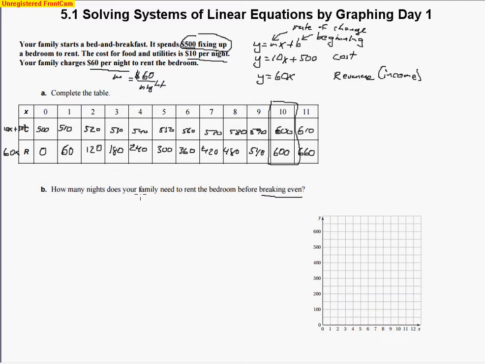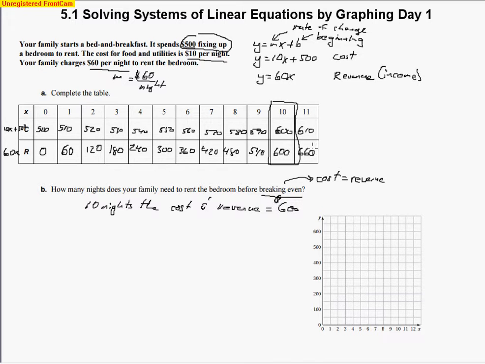So how many nights does the family need to rent the room before breaking even? Or in this case here, the cost equals the revenue. That's what the breaking even is: 10 nights. So 10 nights, the cost and revenue equal $600, the same amount.